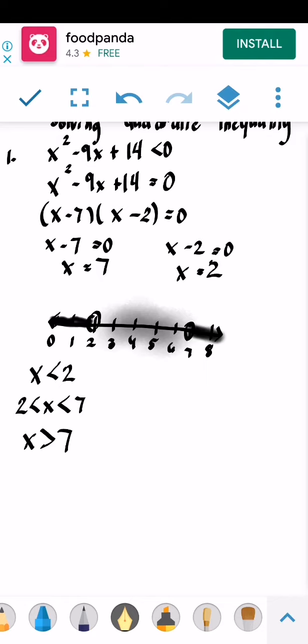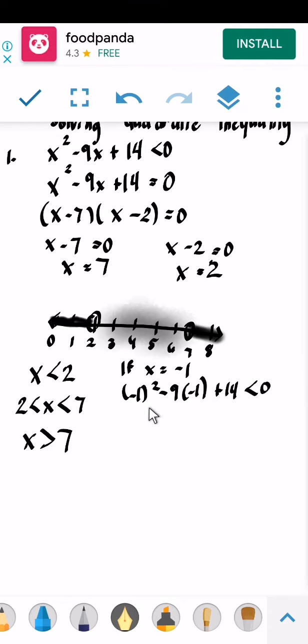O ngayon, paano natin malalaman kung alin dito sa tatlo yung tama? Ang gagawin natin, kailangan nating mag-substitute ng value. So, if x is less than 2, ano ba yung mga numbers na less than 2? Pwedeng 0, pwedeng 1, pwedeng negative 1, or other. Sabihin natin, what if x is equal to negative 1? Sa-substitute natin siya ngayon dito sa equation. Again, dapat maging true to. So, negative 1 squared minus 9 times negative 1 plus 14, dapat less than yan kay 0.